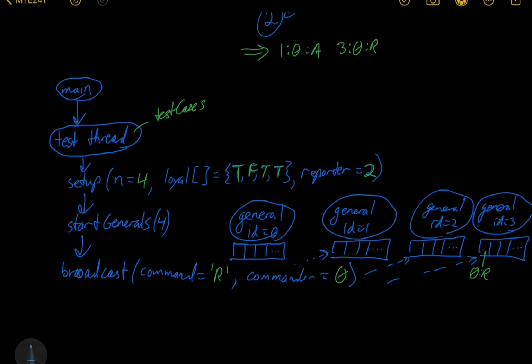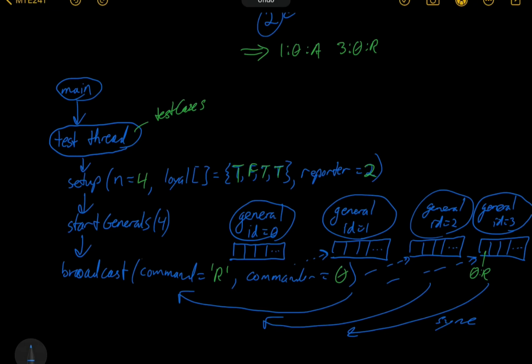So broadcast is somehow going to be, this is going to get kind of ugly here, but it's going to be waiting on each of those to tell it that they're done. So you're going to use a semaphore probably, although you could use other ways to do that.